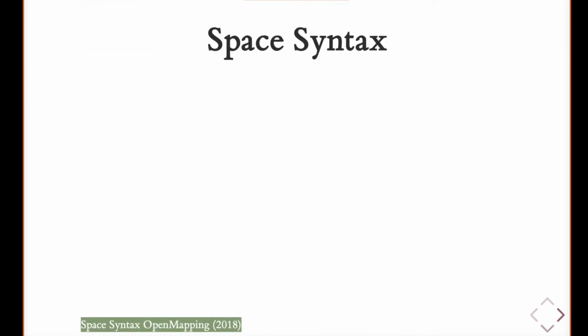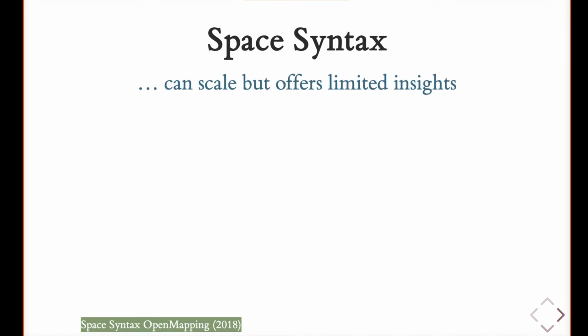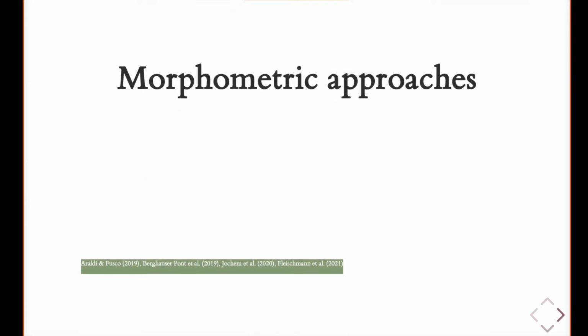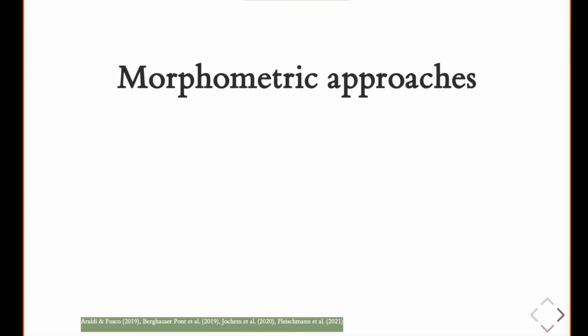There is a very well-known school of space syntax, which can scale, but at scale it offers limited insights. I don't want to criticize space syntax in the presentation, but when it scales up, it naturally works only with street networks, ignoring building patterns, ignoring plot patterns and other aspects of urban form. Recent years are showing the growing amount of morphometric approaches to the study of urban form. And they are trying to find a way how to scale up.